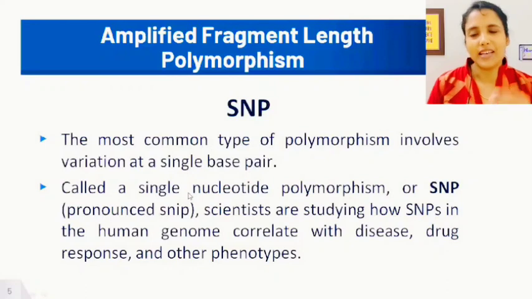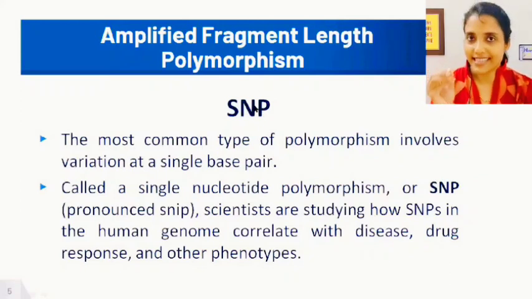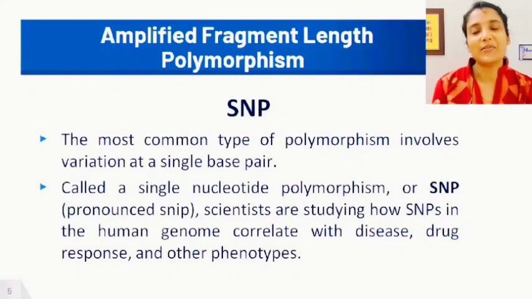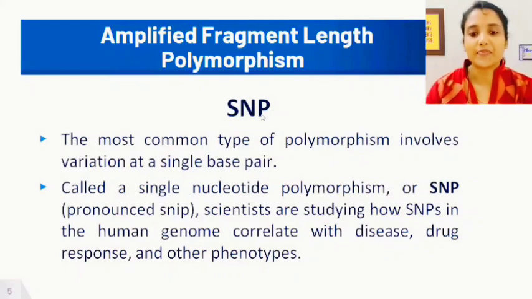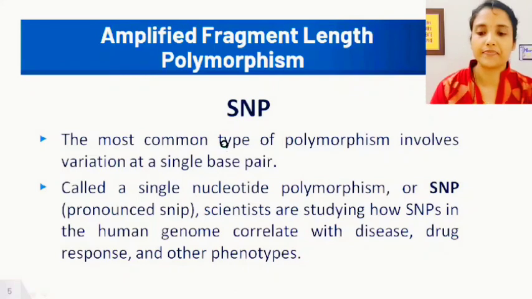So what is SNP in a bit more detail? The most common type of polymorphism involves variation at a single base pair. That is the single nucleotide polymorphism. It is abbreviated as SNP, but you'll be hearing it said as "snip". Scientists are studying how SNPs in the human genome correlate with disease, drug response, and other phenotypes.